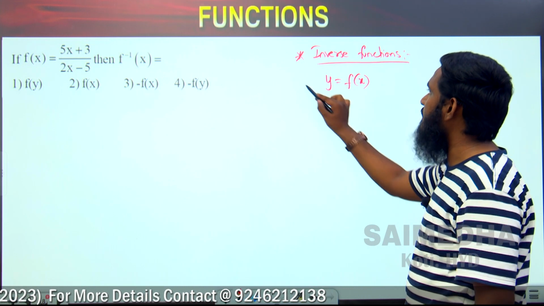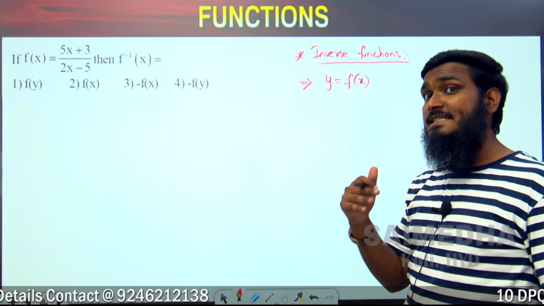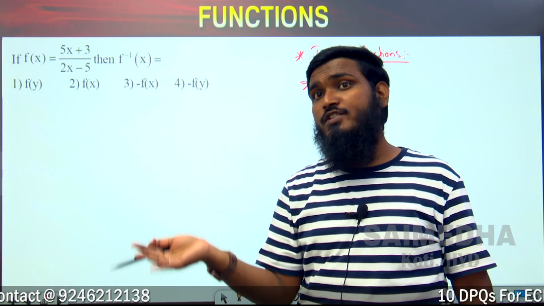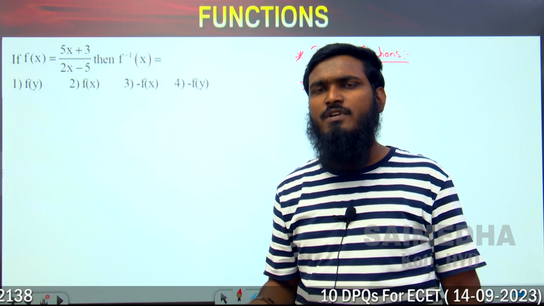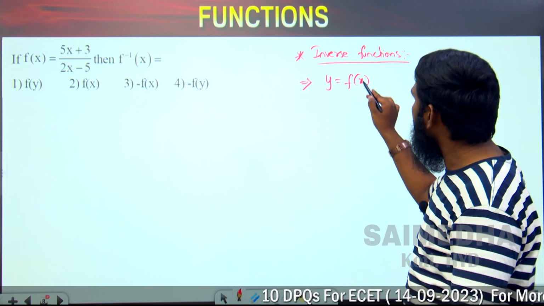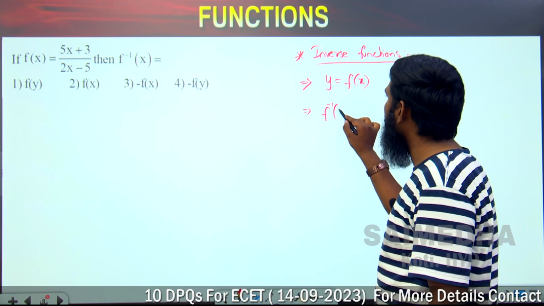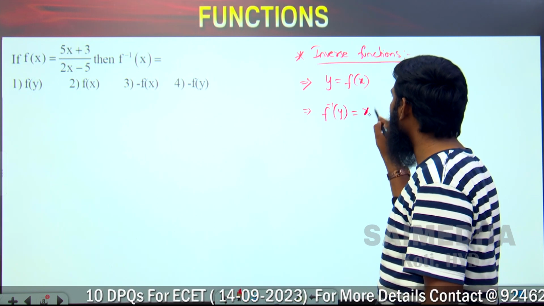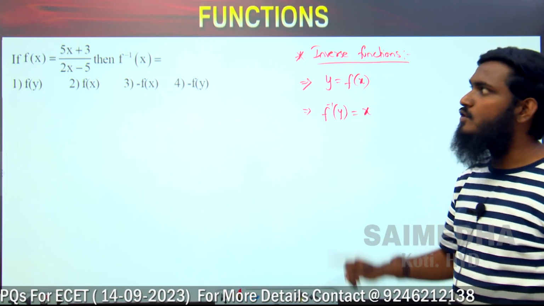Second condition: suppose you are sending a function to the other side, if you are sending sine to the other side, cos to the other side, tan to the other side, it will become inverse, no? Sine inverse, cos inverse, tan inverse. Similarly, if you are sending this function to the other side, it will become f inverse of y is equal to x. So we have to remember these two conditions.